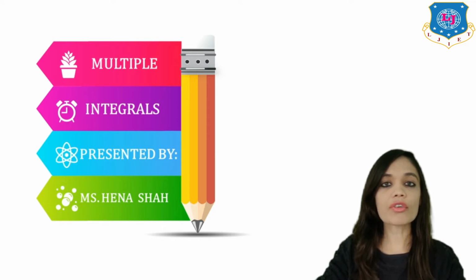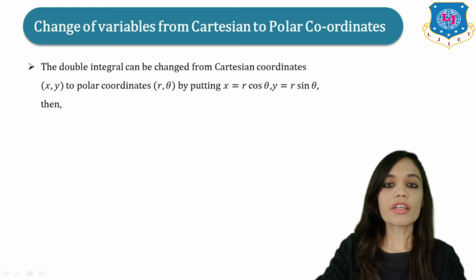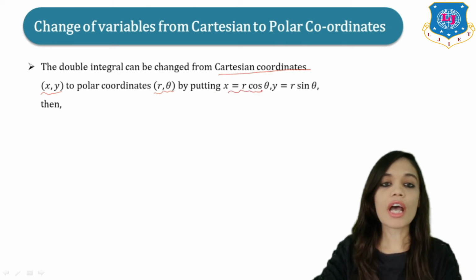So today we are going to discuss a few more topics of multiple integrals. Let us begin with the topic named change of variables from Cartesian to polar coordinates. The double integral can be changed from Cartesian coordinates x, y to polar coordinates r, theta by putting x is equal to r cos theta and y is equal to r sin theta.